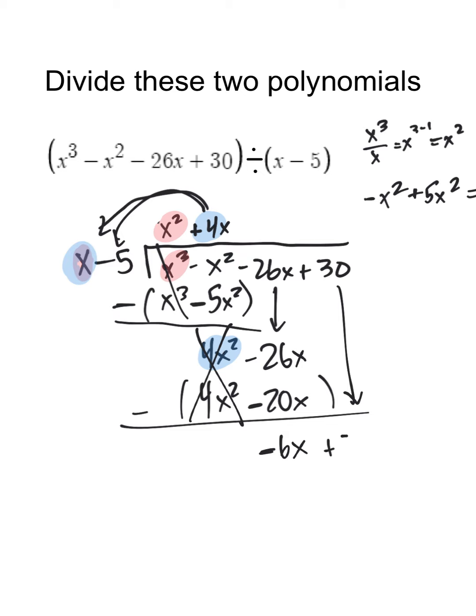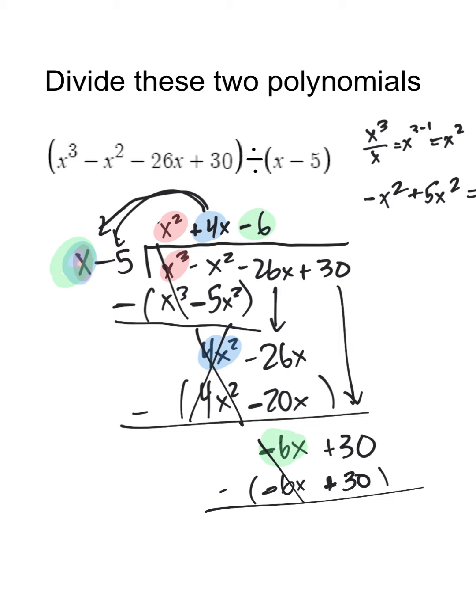And then we rinse and repeat. So I ask myself, what times x gives me negative 6x? So I think it's going to be a negative 6. So negative 6 times x gives me a negative 6x, and the negative 6 times negative 5 gives me a positive 30. And then if I subtract those, I end up getting negative 6x minus a negative 6x is 0. And then 30 minus 30 also gives me 0. So I would have a remainder of 0 for this one.